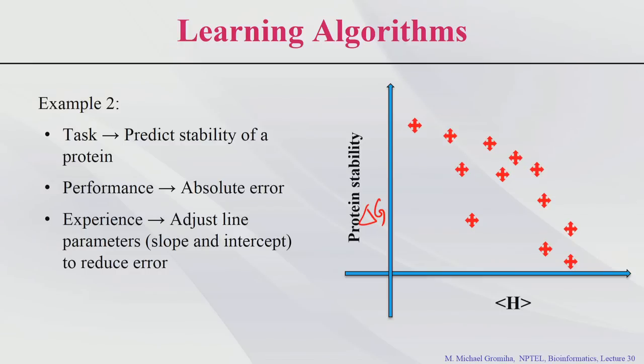Now the task is to predict the stability of the protein. If H is known, can we predict the stability? How to optimize the method, and how to check the performance? Absolute error. For example, if the actual value is 12.5 and the predicted one is 11.7, what is the error? 0.8. This is the experimental value, this is the predicted value, and this is the error.